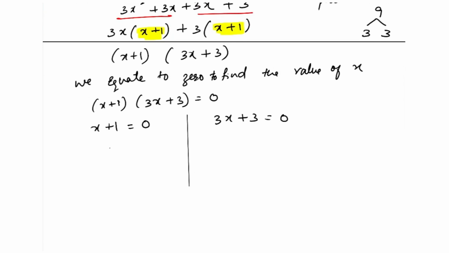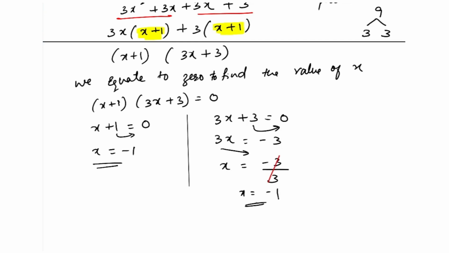So let us simplify here. We need to find the value of x. So we'll send plus 1 to the RHS. We'll get x is equal to minus 1. And here in 3x plus 3, we'll send this plus 3 to the RHS. We'll get minus 3. Then we need x, so we'll send this 3 to the RHS. So x is equal to minus 3 by 3. Here 3 and 3 will get cancelled. We got the value of x is equal to minus 1. Therefore, x is equal to minus 1 and x is equal to minus 1. So both the roots are minus 1 here.